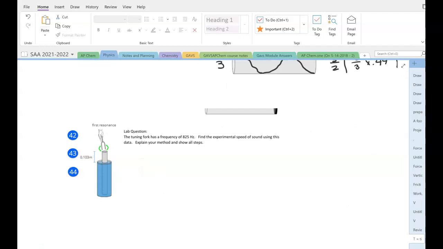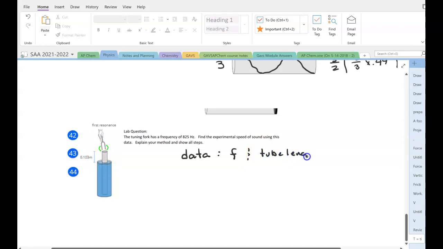For the final 3, they were exactly from your lab that we did, and I'm sorry the questions got cut off, but 42 asked what data do you need, and again, what did you measure in class? You went out there and you looked at the tuning fork to get frequency, and then we measured how long the tube is, tube length. So that's what we were looking for.